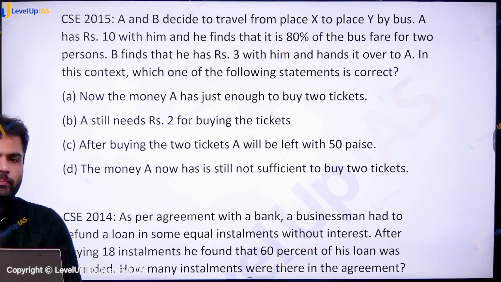What are you thinking? A has 10 rupees with him and he finds that it is 80% of the total fare. Can you calculate total fare? 12.5. The total fare is 12.5. He has only 10. But what happens is B gives him 3 rupees. So how much does he have now? 13 rupees. The ticket is only 12.5, so 50 paise is left with A. Read option number C again. Now, you didn't read the options.